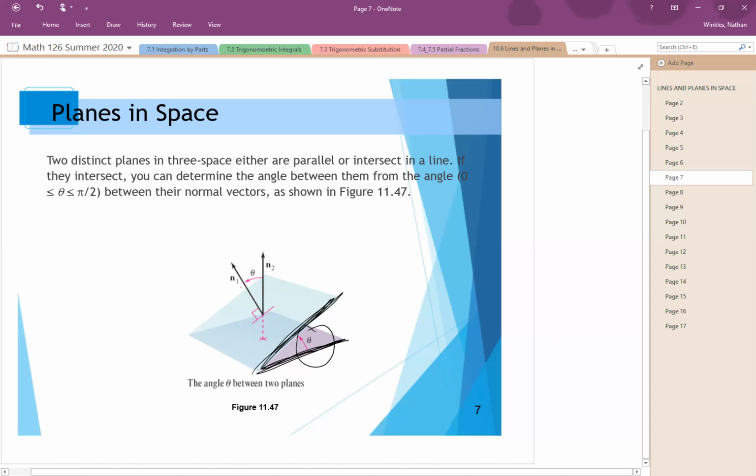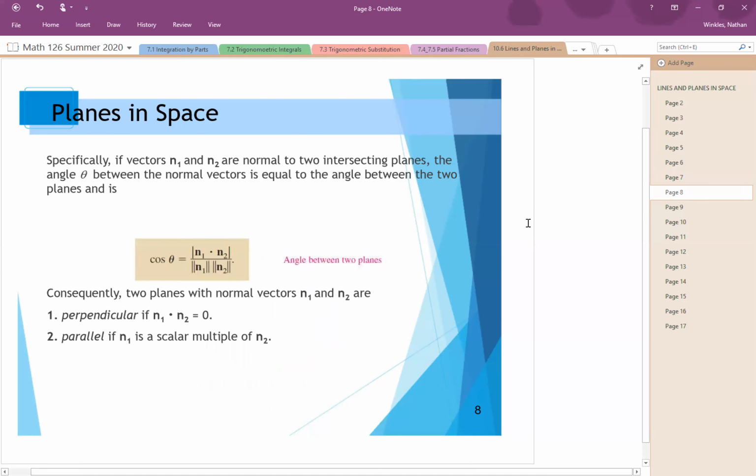To do that, we're going to have a normal vector n1 coming off of our elevated plane, and n2 coming off of our flat plane down here. So we need to figure out where we're at with that. Specifically, if vectors n1 and n2 are normal to their 2 intersecting planes, the angle theta between the normal vectors is equal to the angle between the 2 planes and is given by cosine of theta equals the magnitude of n1 dot n2, divided by the magnitude of n1 times the magnitude of n2.